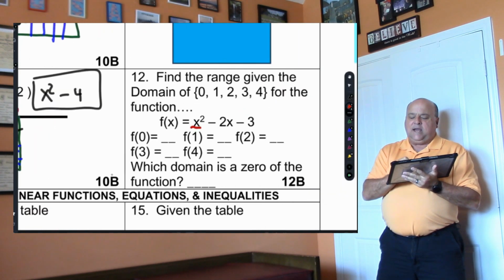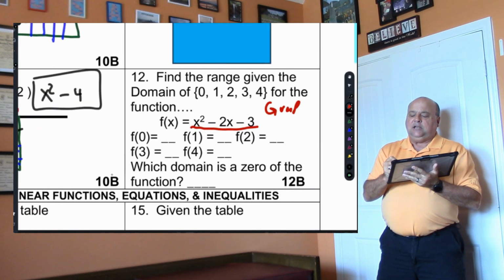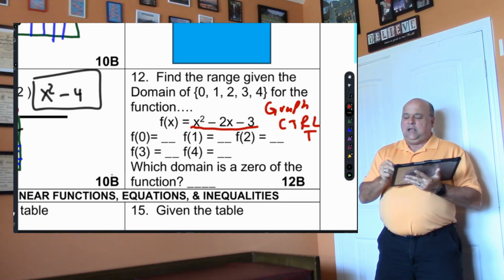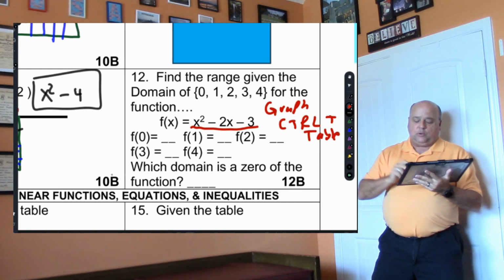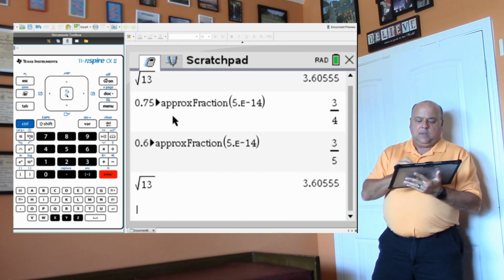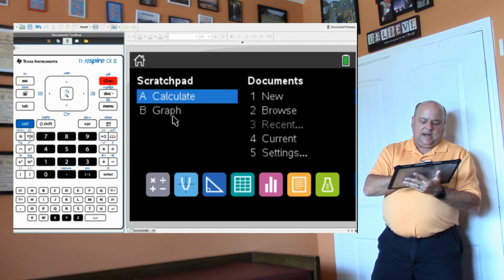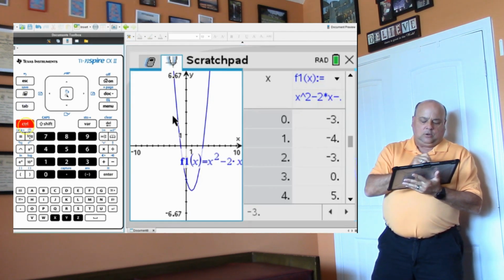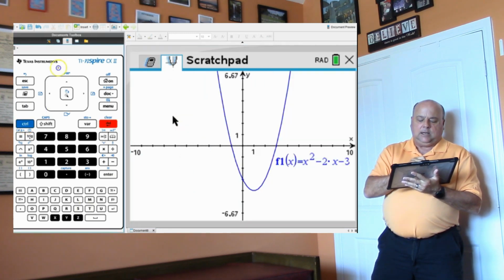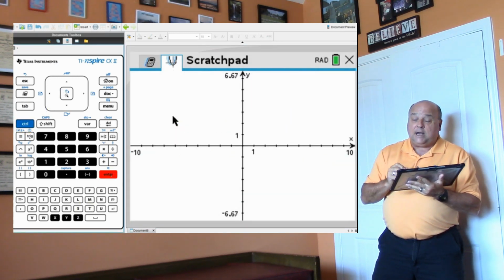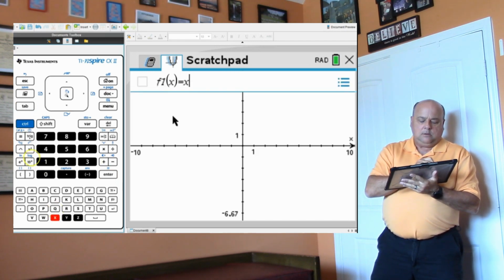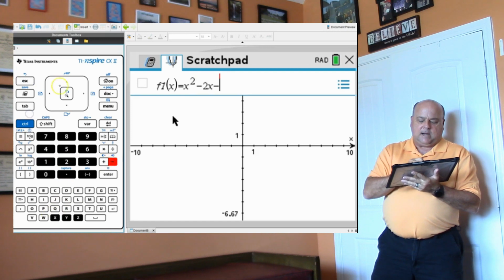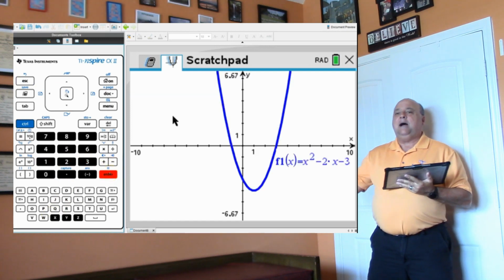Number 12, we need to graph this and generate a table by hitting Control-T. So we're going to graph it and hit Control-T to make a table, okay? So x squared minus 2x minus 3. Go to your calculator, hit Home, hit B to graph, and I'm going to hit Control-T to get the table. Now then, x squared minus 2x minus 3, hit Enter. I've got my function graphed.